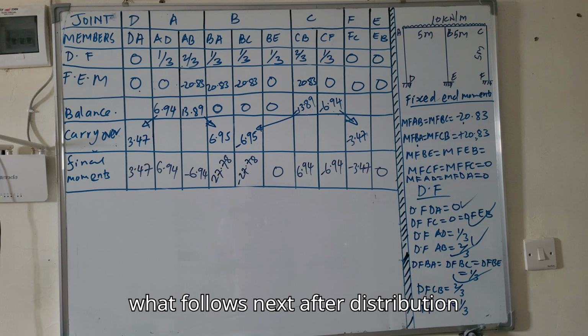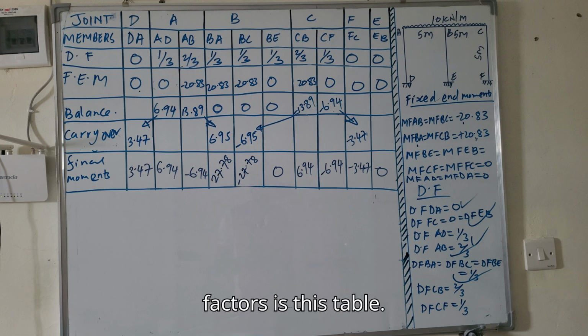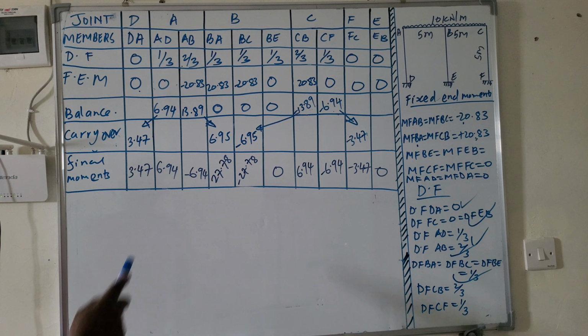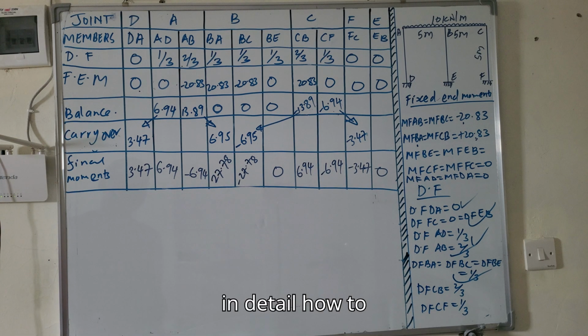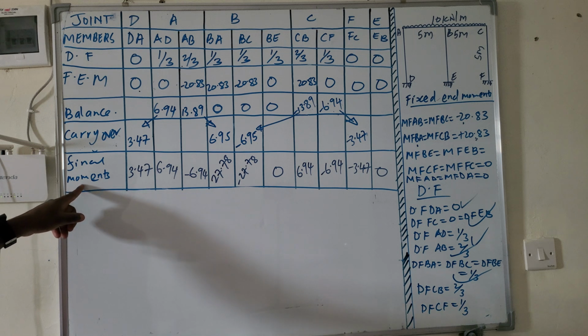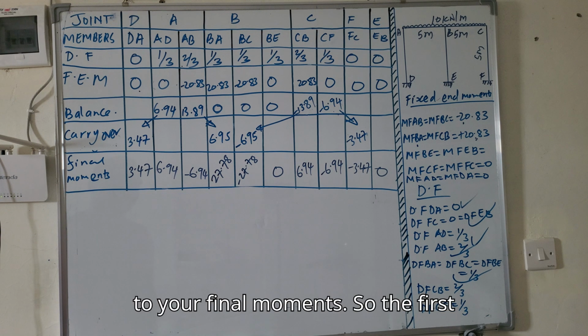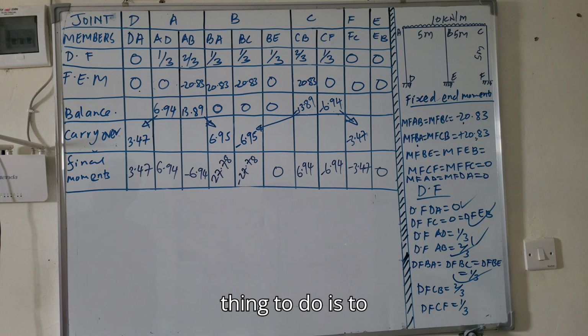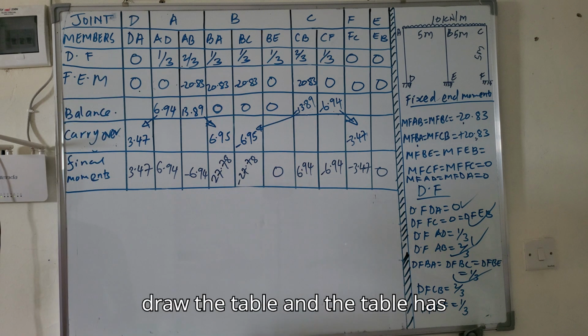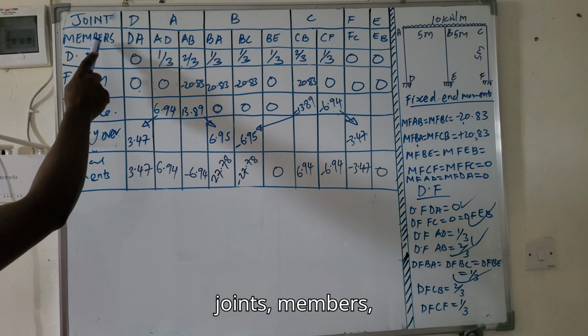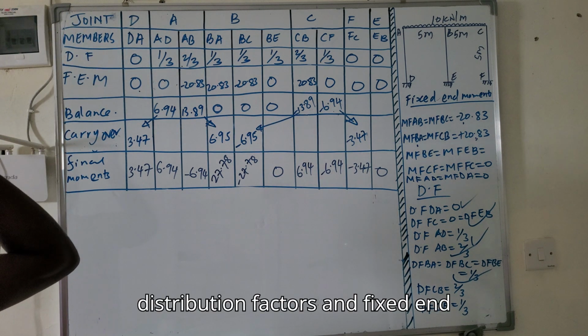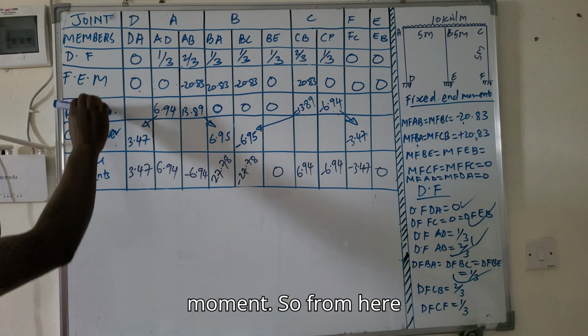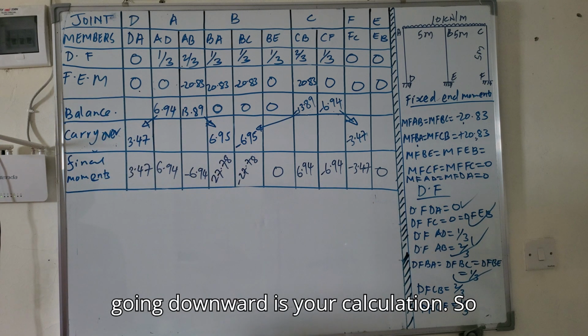So what follows next after distribution factors is this table. I will explain in detail how to come up with such a table and get to your final moments. The first thing to do is to draw the table, and the table has joints, members, distribution factors, and fixed end moments. From here, going downward is your calculation.